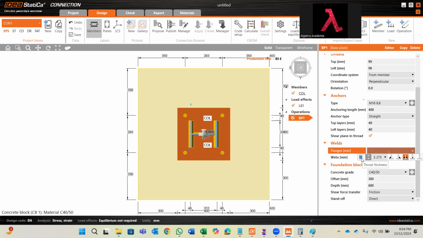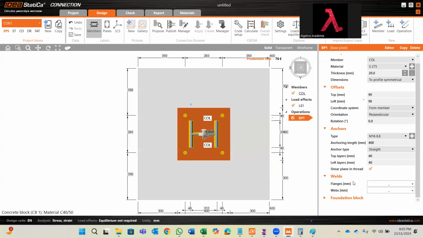So with this, again, I can go back and optimize the weld thickness. I can go back and reduce the plate thickness and everything which I can do. I mean, okay, I'll go with 8 millimeter thickness, the same grade S275.